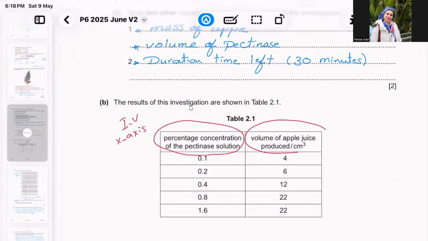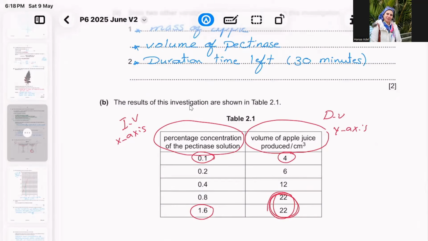And what about the other column? This is the dependent variable, and we write it on the y-axis. And you have to put in a concentration, the least value and the highest one, and we have here a level off or plateau, where the volume at a certain concentration does not change.